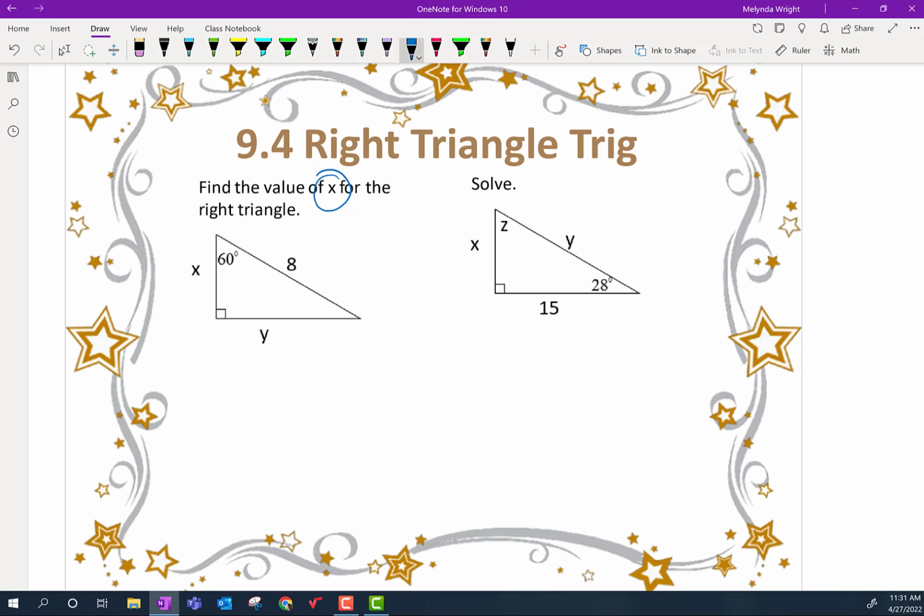Okay, let's think about that. So we want this value and we have 60 degrees. Let's think about what trig we could use. Let's see, this would be adjacent. So we need a trig that uses adjacent, and we have the hypotenuse. So adjacent and hypotenuse. What would that be? Cosine, yep, cosine. Cosine of 60 degrees equals adjacent, which is x, over hypotenuse, which is 8.